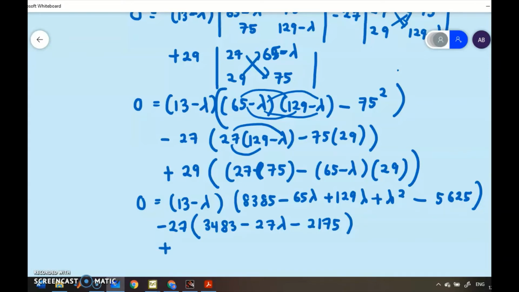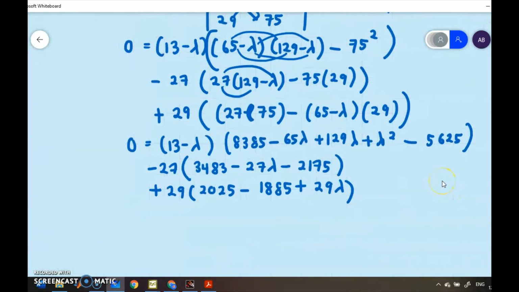The next one is plus 29 times 27. Maybe we can multiply that later. I'm just going to write 29 here. 27 times 75 is 2025 minus 29 times 65, which is 1885. 29 times lambda, negative 29 lambda, but then we have a negative here, so it will be positive 29 lambda. So all these are continuations. I don't have space, so I'm writing the minus here, but they are continuation.